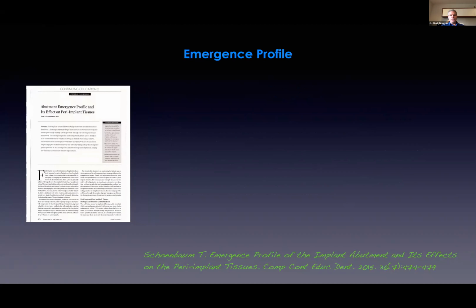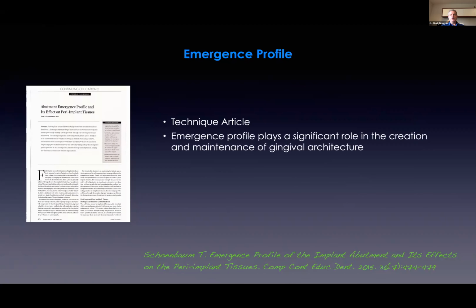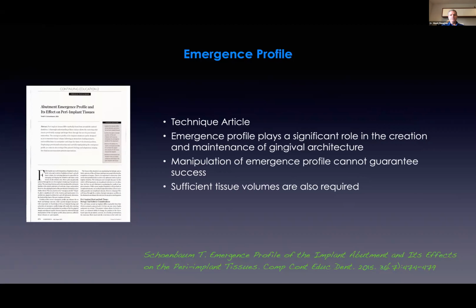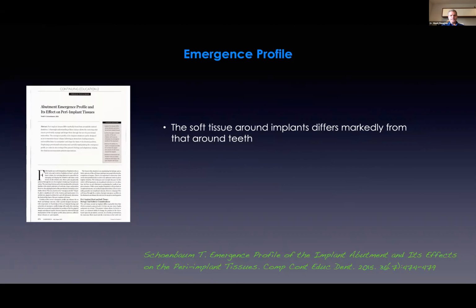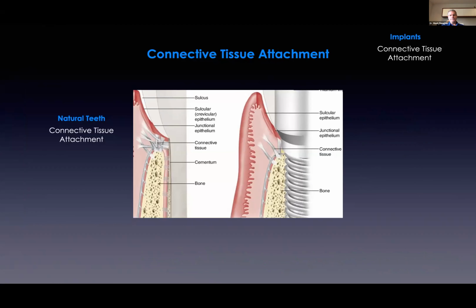So with our emergence profile, Schoenbaum wrote a technique article on emergence profile. And he says that it plays a significant role in the creation and maintenance of the gingival architecture. And manipulation of the emergence profile cannot guarantee success. So, sufficient tissue volumes are also required. And soft tissue around implants differs markedly from that around natural teeth. It's less vascular, it's much more fragile, and it can create greater volume.